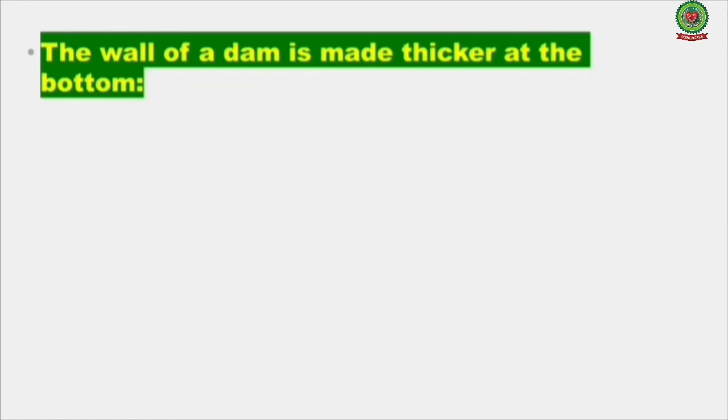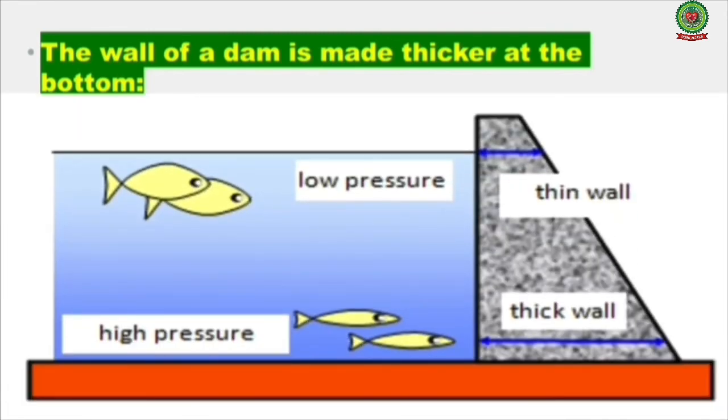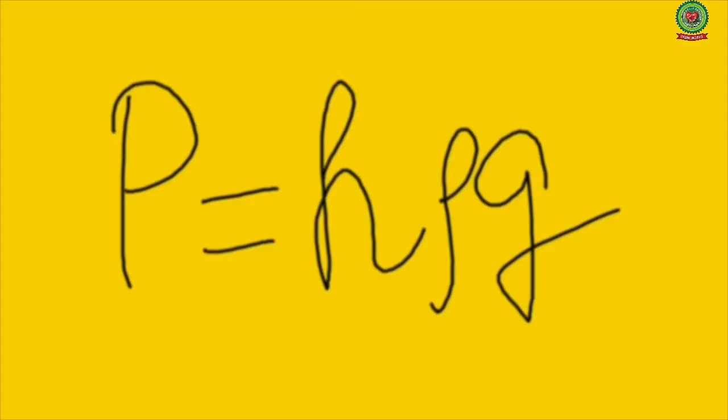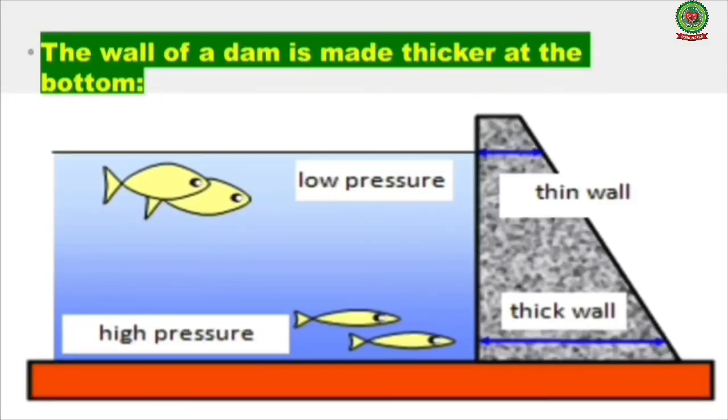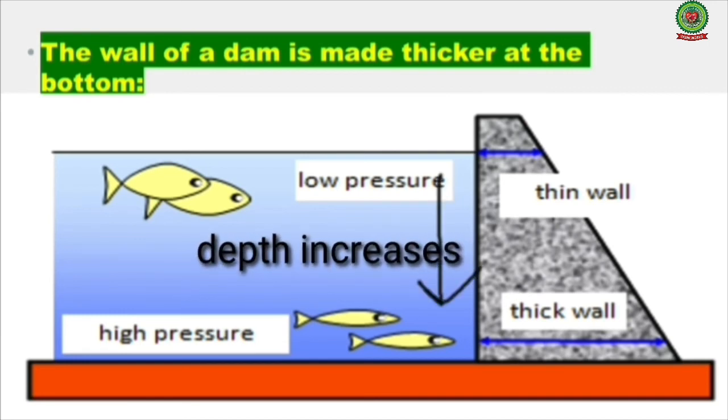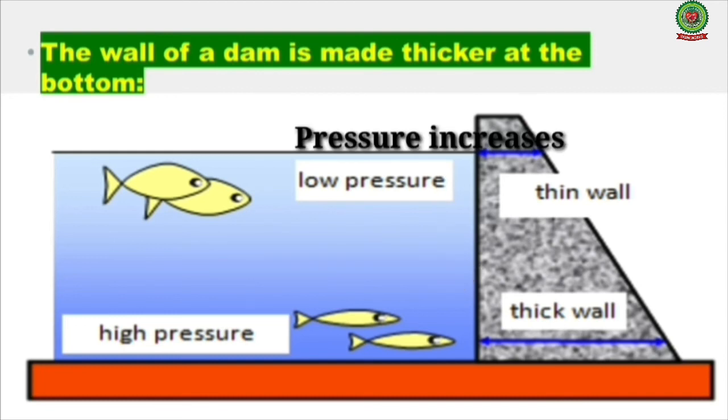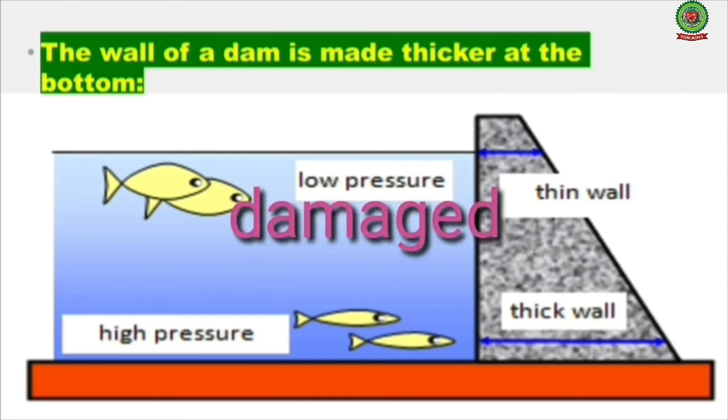Next consequence is that the wall of a dam is made thicker at the bottom. We know that P equal to h rho g. At depth in dams, the walls are thicker. The reason is that as we go inside the water, the depth increases and with it pressure increases. So this is the reason that walls are made thicker at the bottom. If we do not make thicker walls, then there are chances that the walls may get damaged.